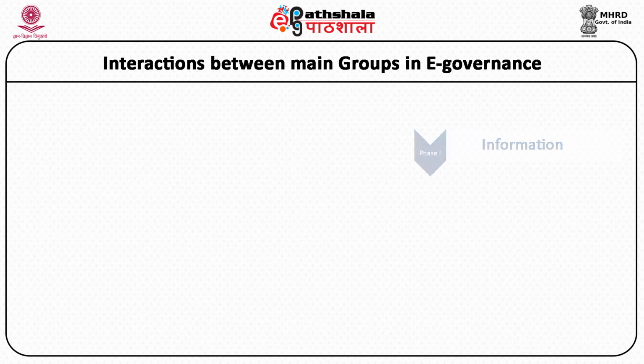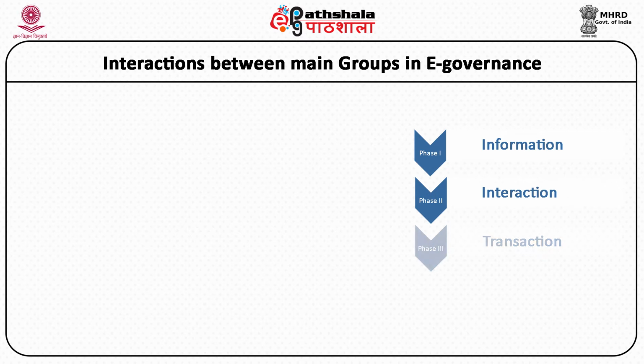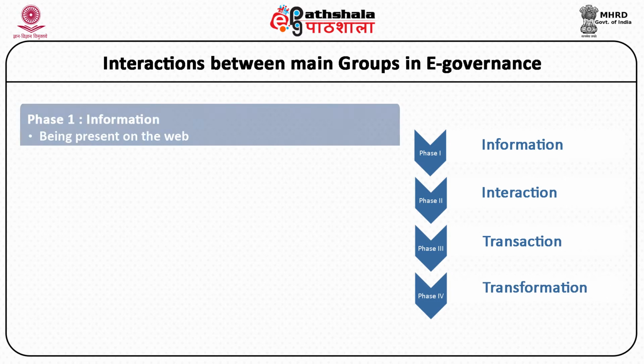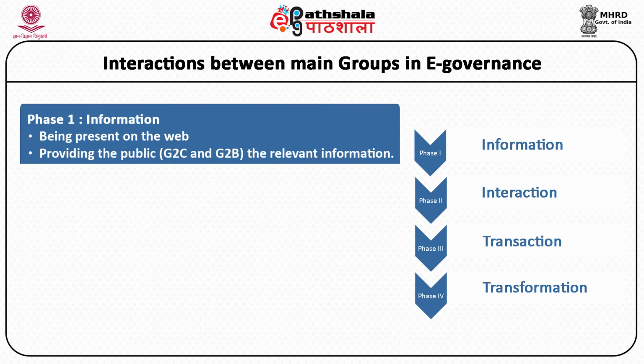Interactions between the main groups in e-governance. First phase is information. Government's presence on the web. That means we have a portal of the government services on the website which gives a lot of information about the acts, the rules and other services which are provided by the government for the citizens of a particular state or country.